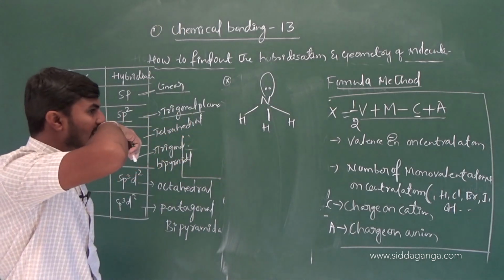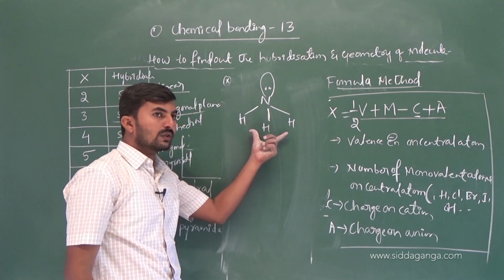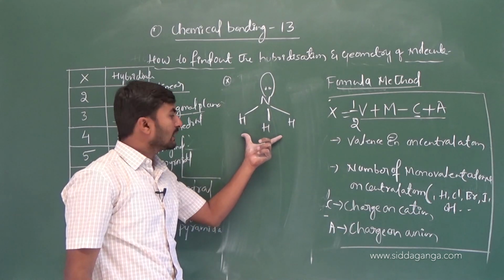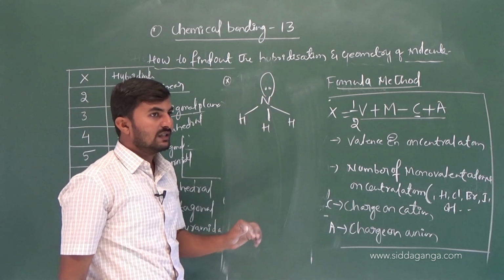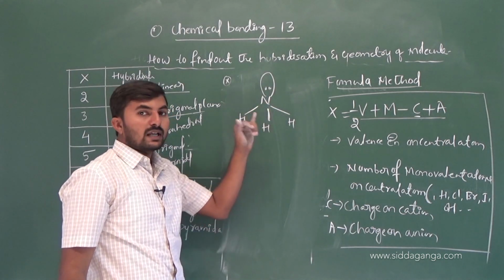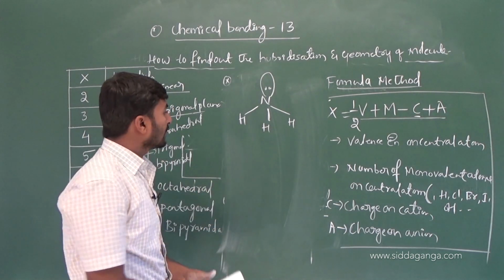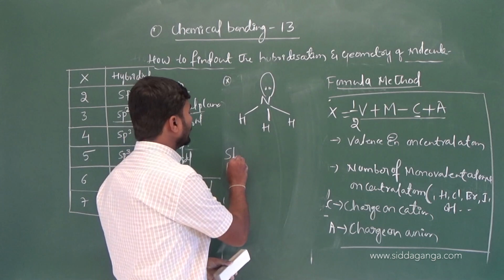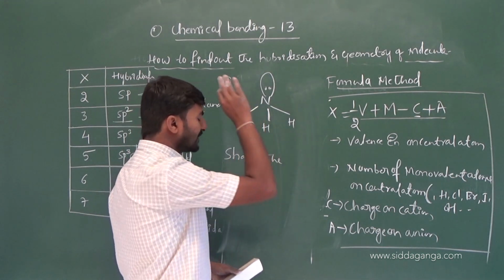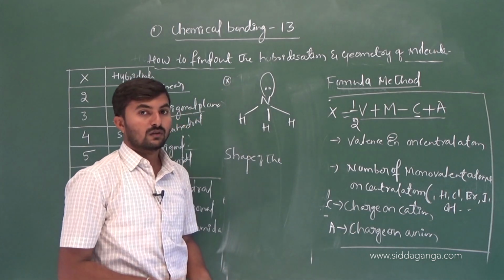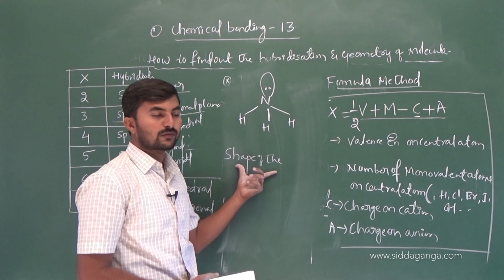This is the structure of the NH3 molecule. If you want to know about the geometry of the molecule, it has tetrahedral geometry. Being sp3 hybridized, its geometry is tetrahedral in nature, but the shape of the molecule is not tetrahedral. In the next video I am going to discuss this concept, the shape of the molecule.